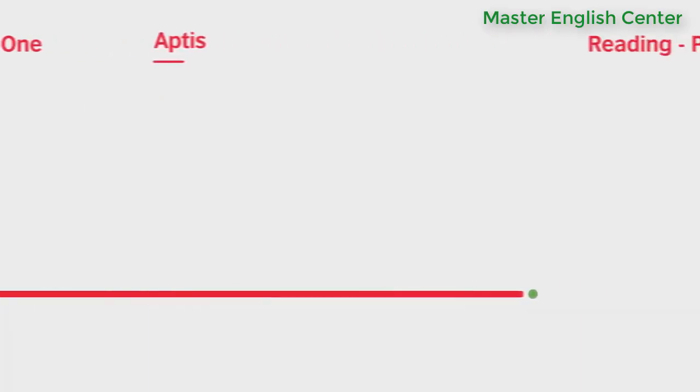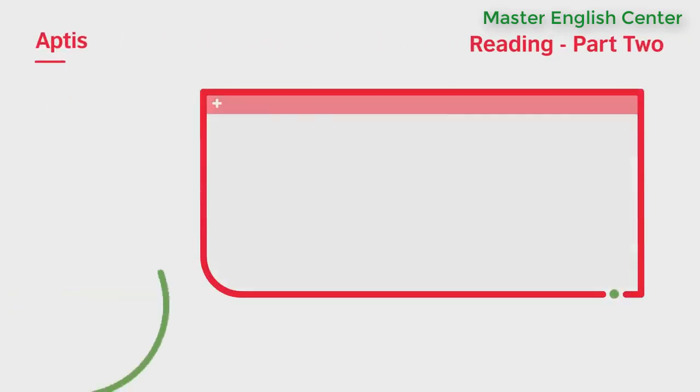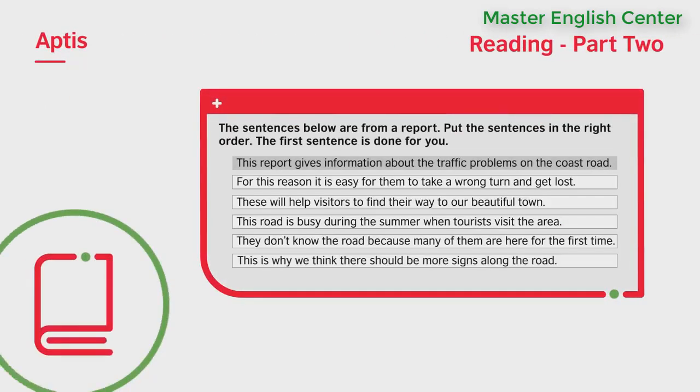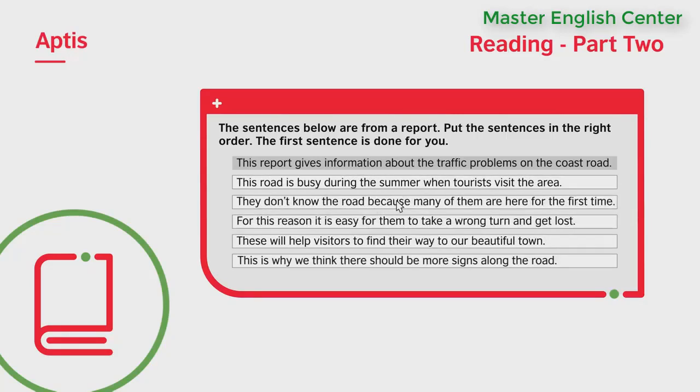In the second part, you will see 2 different texts. Each text consists of 6 sentences, but only the first one is in the correct place. Your task is to put the other 5 sentences in the correct order to make a coherent text. Read all sentences carefully first, then decide on the correct order. There is only one correct way to organize them. You need to look for words that show how the sentences link with each other.